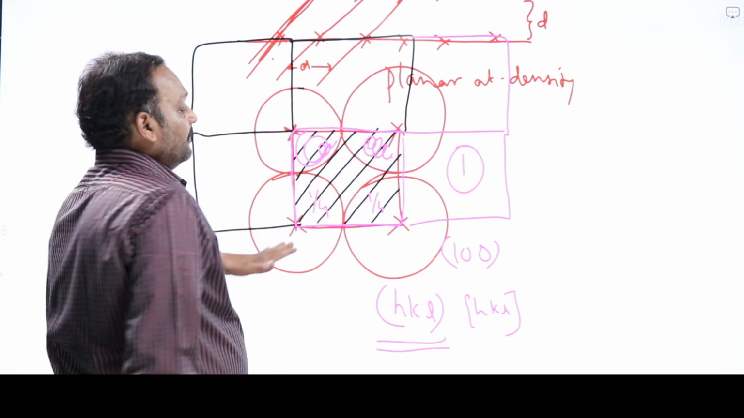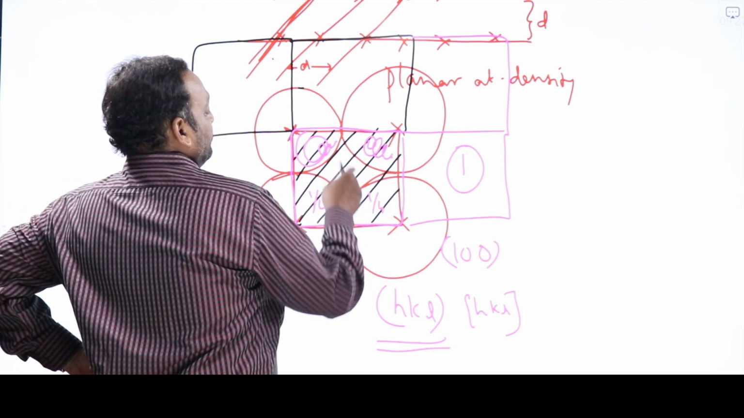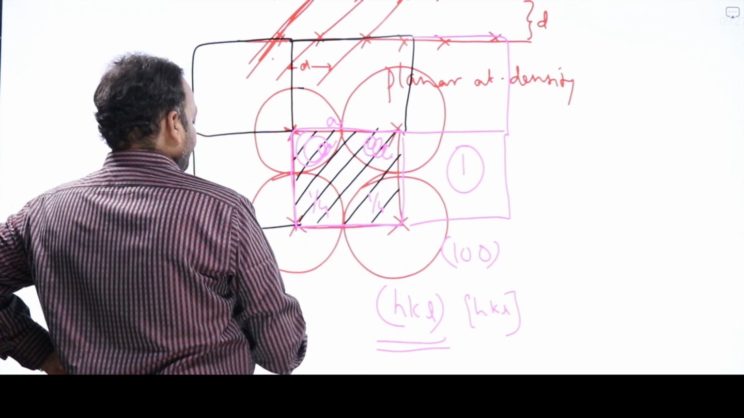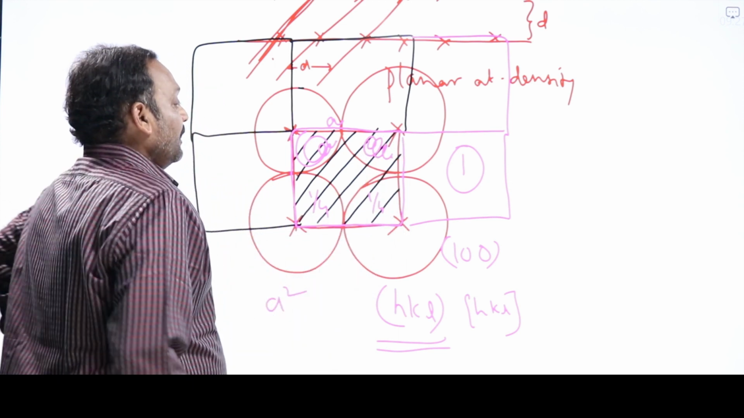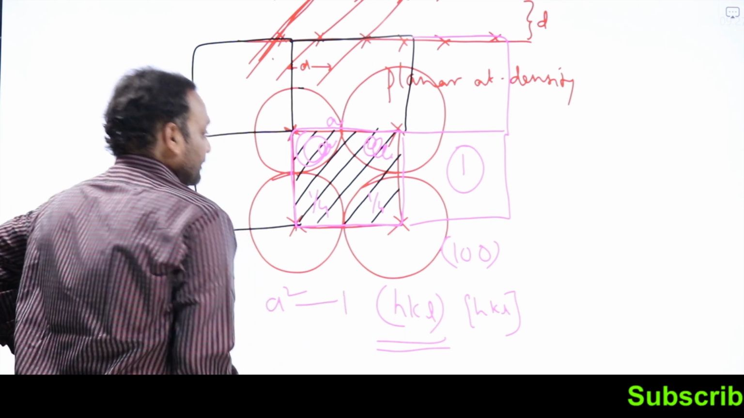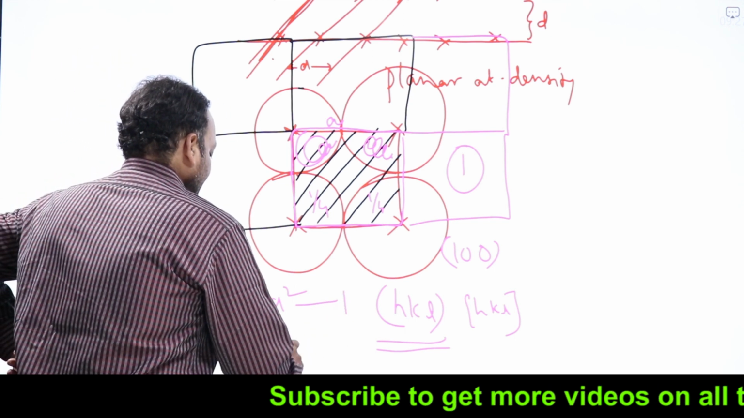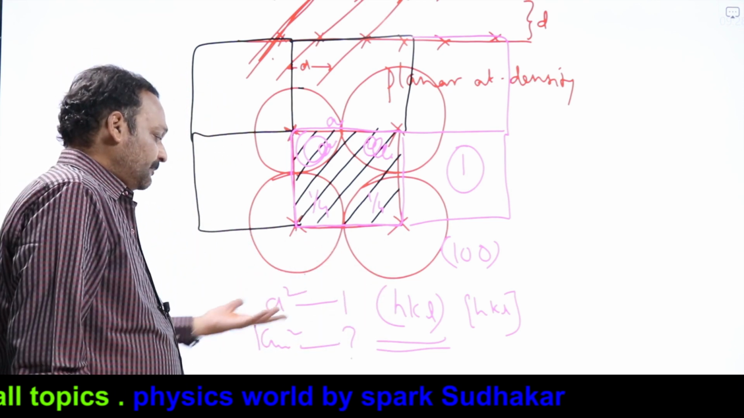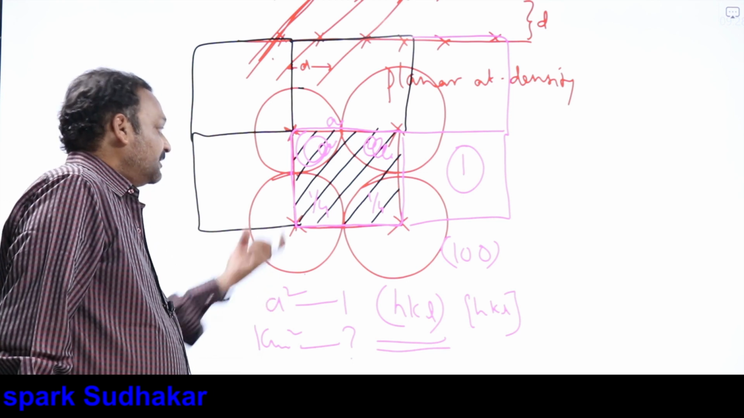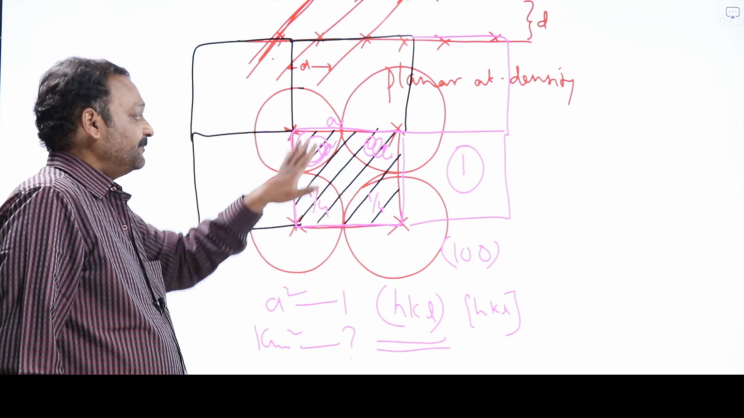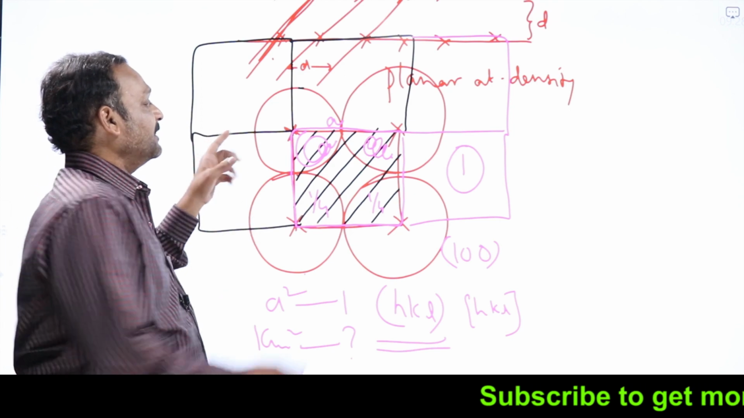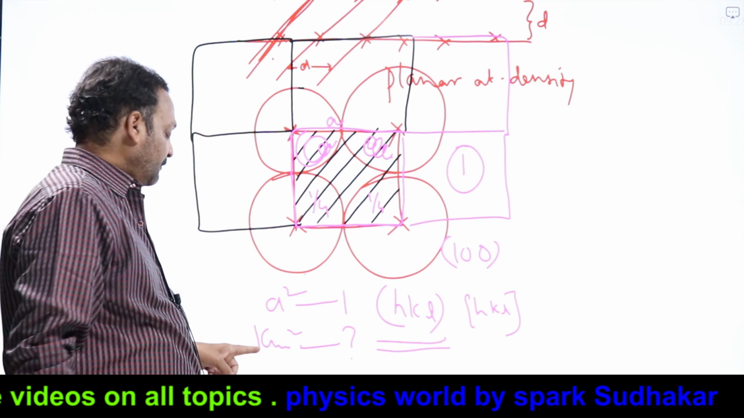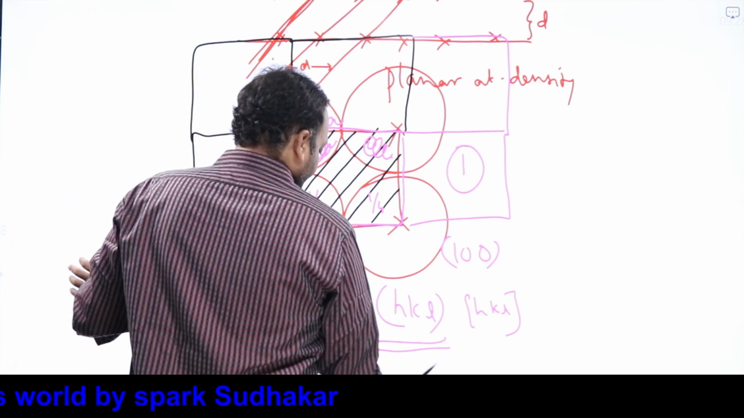So the 100 plane of this unit cell effectively contains one atom. What is the area of this 100 plane? If A is the lattice constant, what is the area of this 100 plane? A square area. A square area is covering effectively one atom. As usual, we proceed in the same way as before. This much area has effectively one atom's cross-sectional area. How many atoms will 1 square centimeter of that crystal contain? So, it is like this.